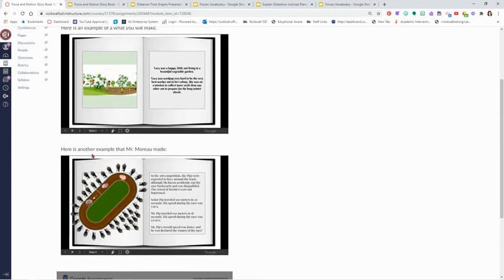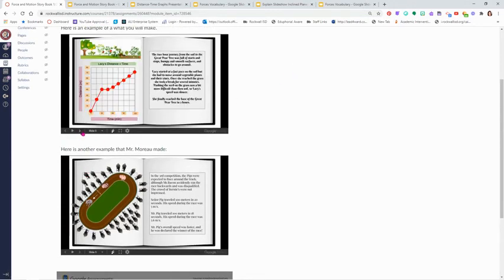In Miss Ross's book right here, I can advance and see. I tell about how my character is moving, and then I made a graph to show that.